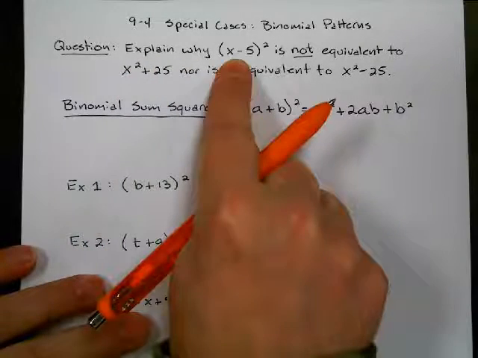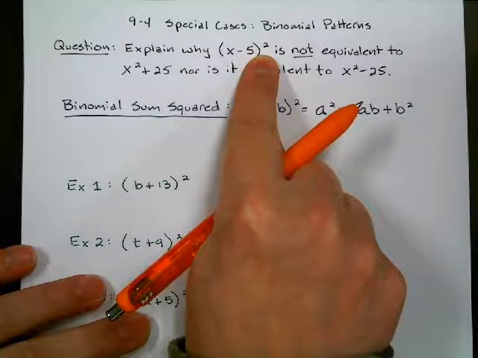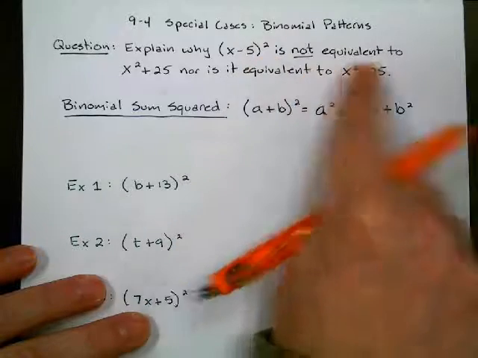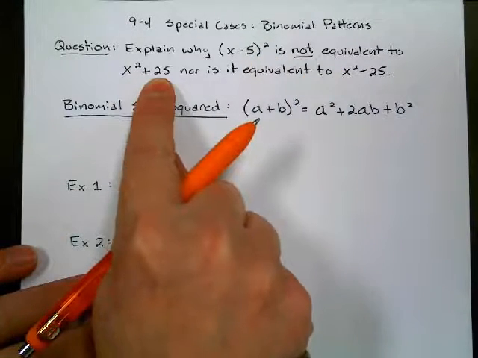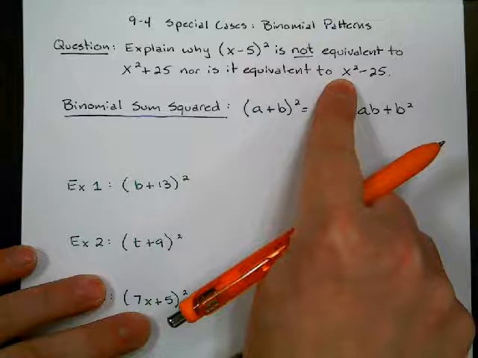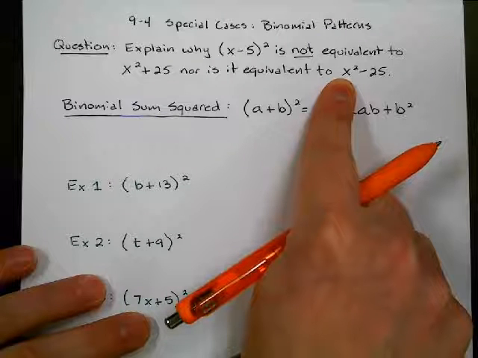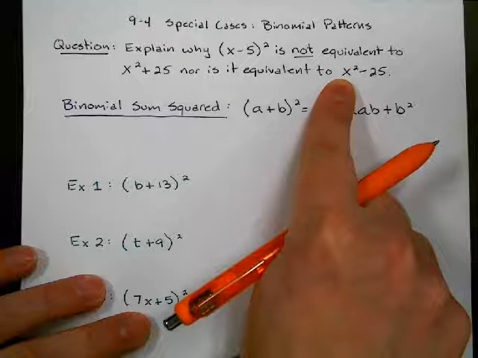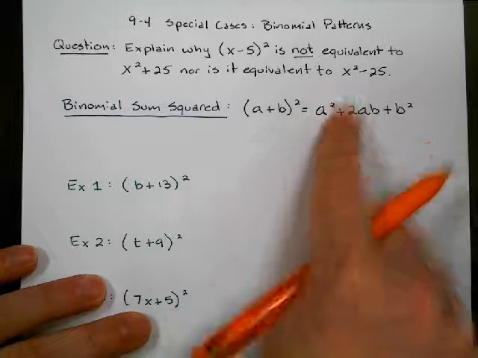Anyways, explain why (x minus 5) squared is not equivalent to x squared plus 25, and it's not equivalent to x squared minus 25. Now, a lot of you look at it and go, wait, how is it not equal to that? Well, there's a reason for that.